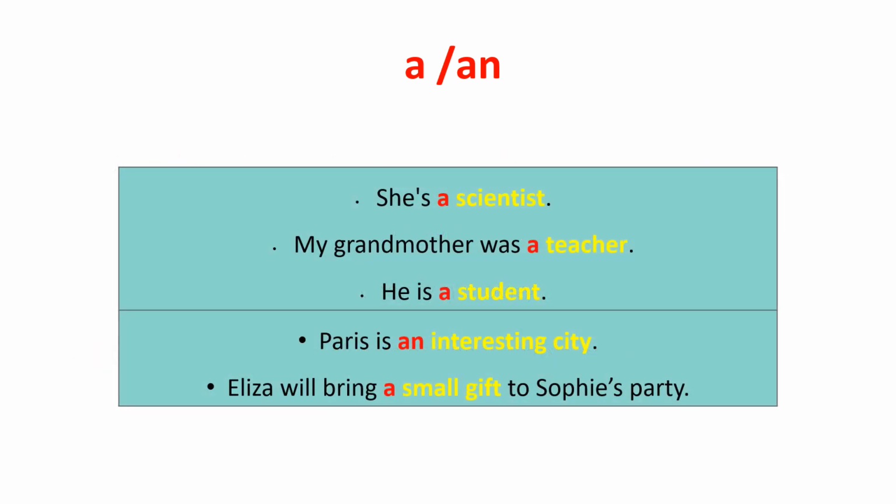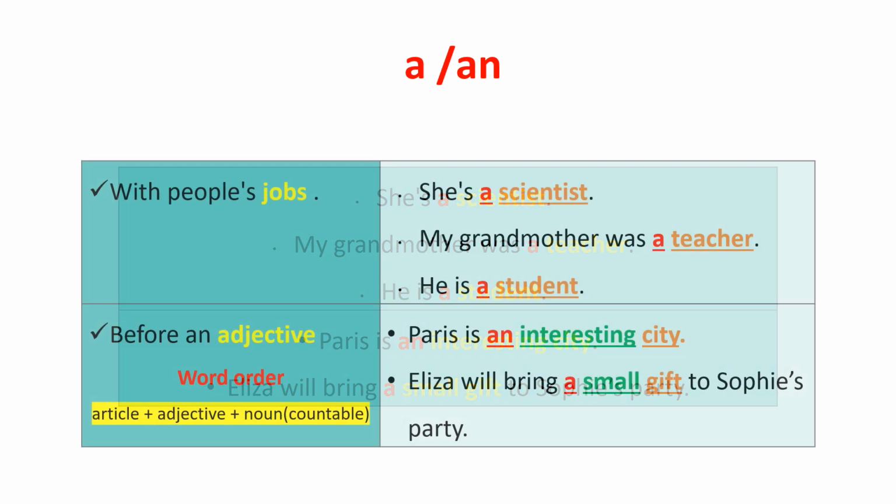Let's look at these examples. She's a scientist. My grandmother was a teacher. He's a student. Paris is an interesting city. Elisa will bring a small gift to Sophie's party. We use a or an with people's jobs. For example, she's a scientist. My grandmother was a teacher. He's a student.